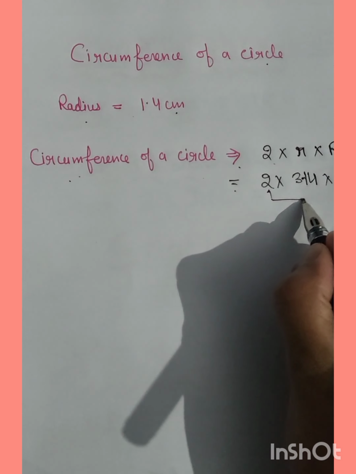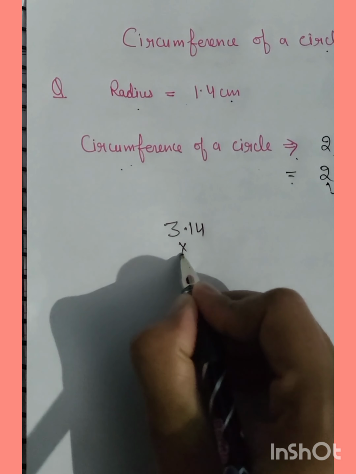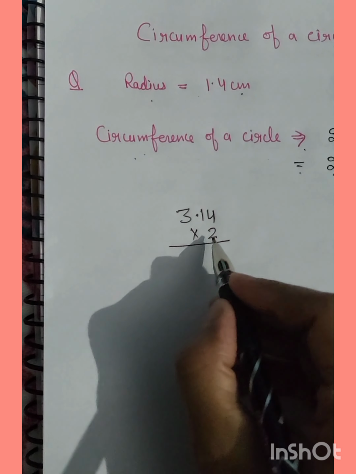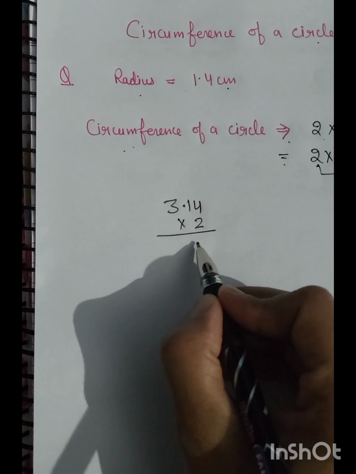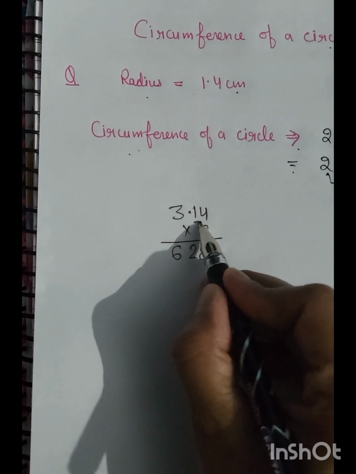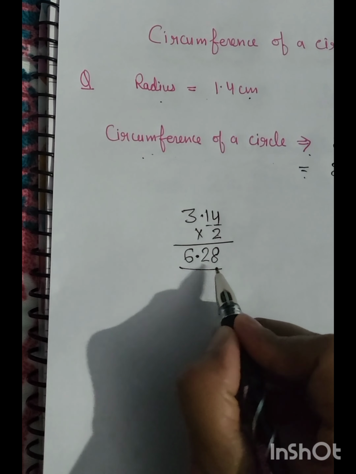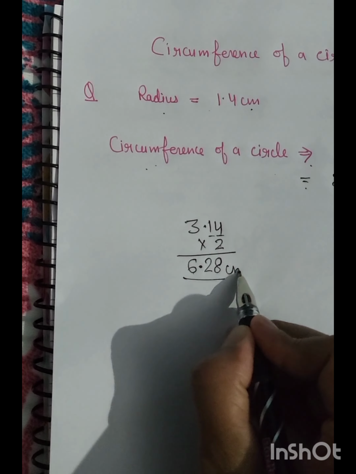Now, what will I do? First, I will multiply these two. So, 3.14 multiplied by 2. First, ignore the decimal and just multiply. 2 4s are 8, 2 1s are 2, and 2 3s are 6. Now, there are two decimal places, so before the last 2 digits, you have to put the point. Now, this is 6.28 centimeter.